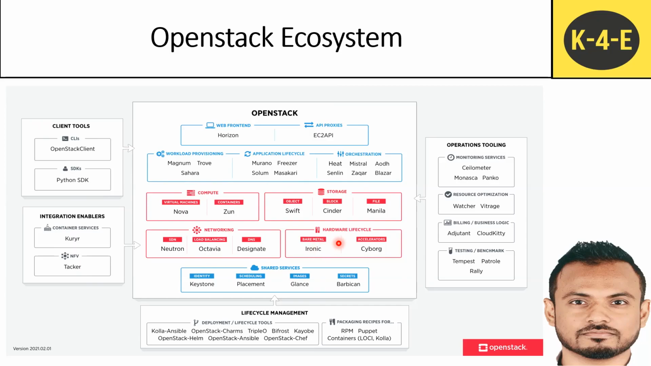So when you have multiple hardwares, definitely you need some service which controls your hardware, which should power off, power on at the time of requirement, or if you want to join a new hardware in your cluster, there has to be some service. The name of the service is Ironic. Ironic is used to do the life cycle management of the hardwares.